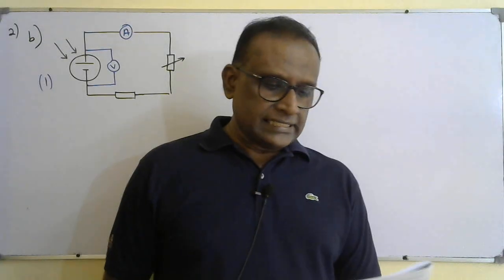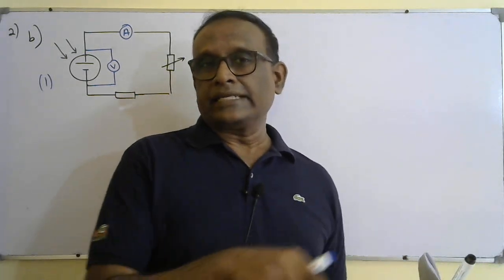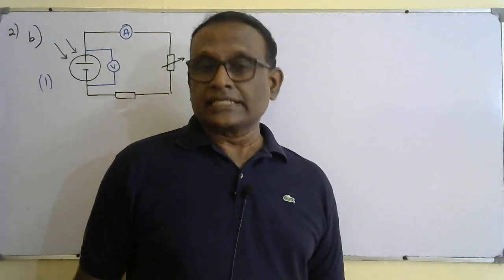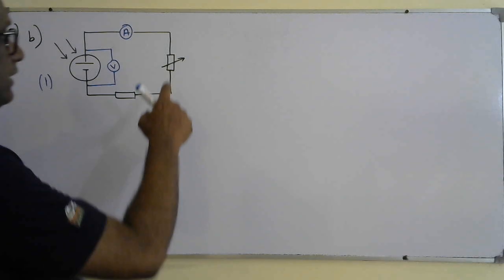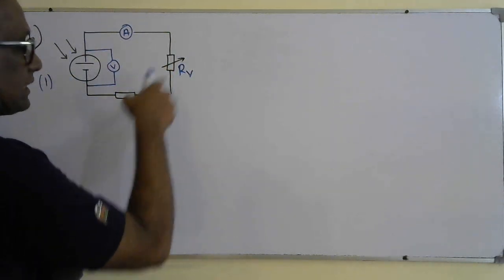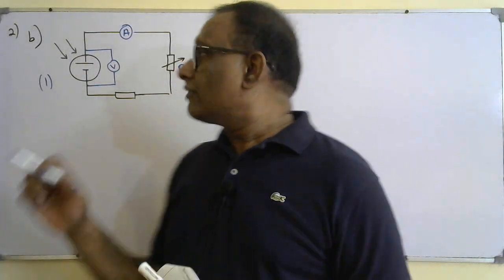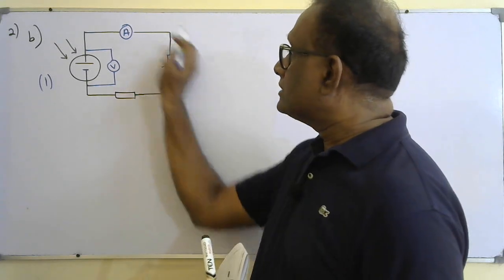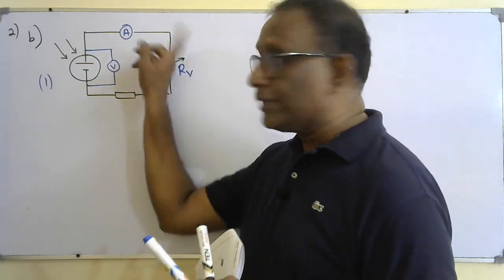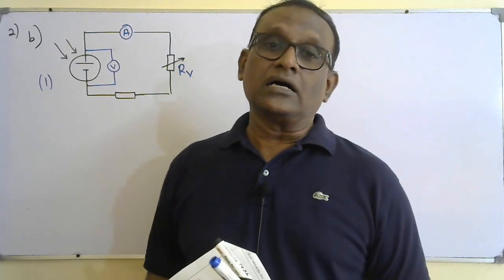B part, second part: suggest a reason for using a fixed resistor in the circuit. Same question comes with the practical related to unit 2 electricity, measuring the internal resistance of a cell. Because here we are going to vary the resistance of the variable resistor. By varying it, we change the current flow, but accidentally the RV could become 0. If the RV becomes 0, the total resistance of the circuit becomes 0, that is called a short circuit. If the circuit becomes a short circuit, high current will flow and it could damage the solar cell.